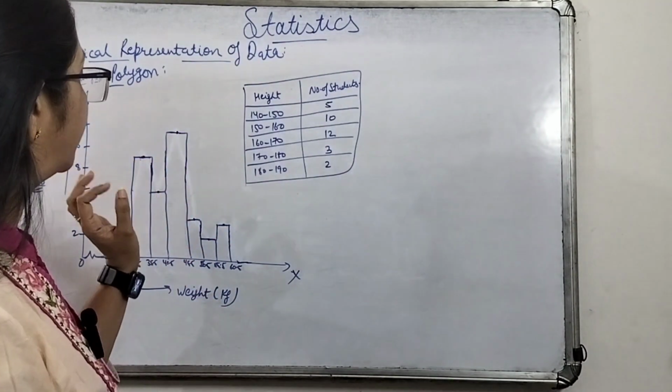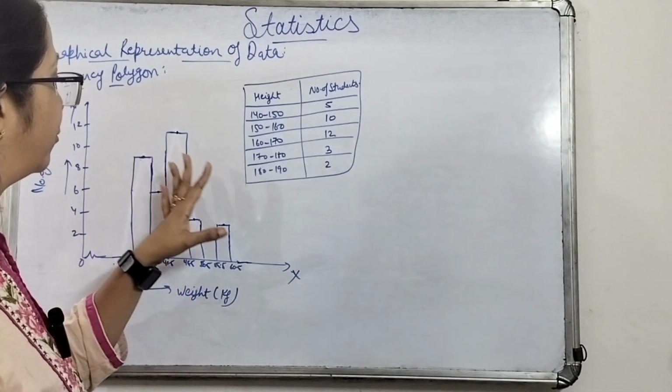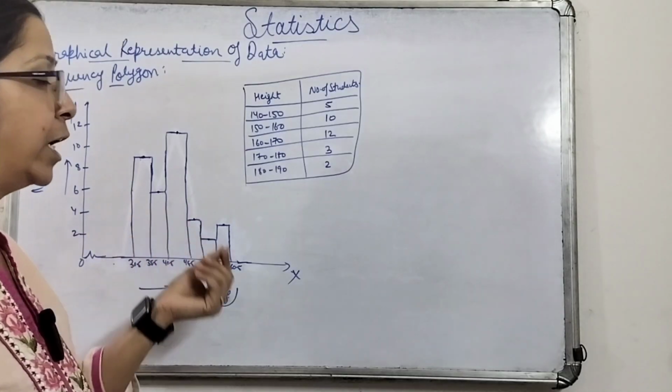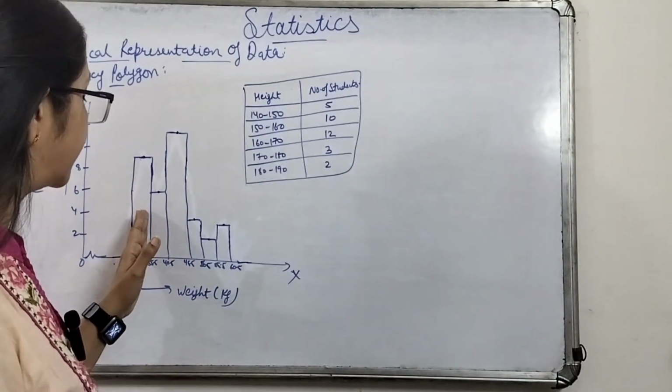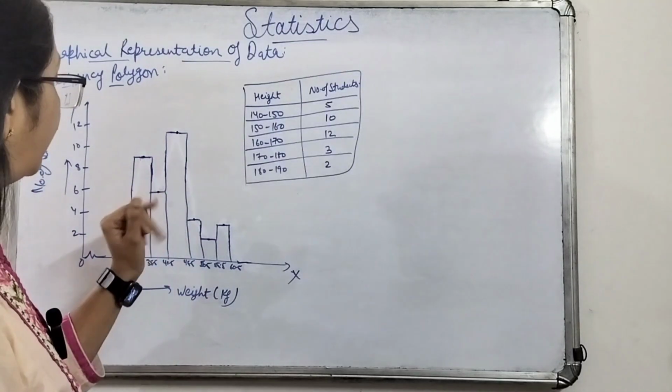We know that the histogram is made for continuous class intervals. So for the continuous class intervals, we have made the histogram with the same width. The rectangular bars are of the same width, which shows the class size, and the length of each rectangular bar shows the frequency. So we have made the histogram.